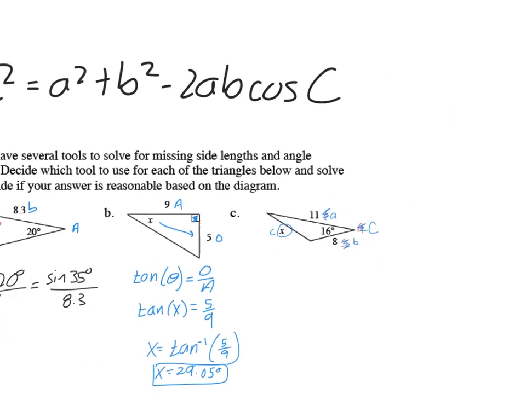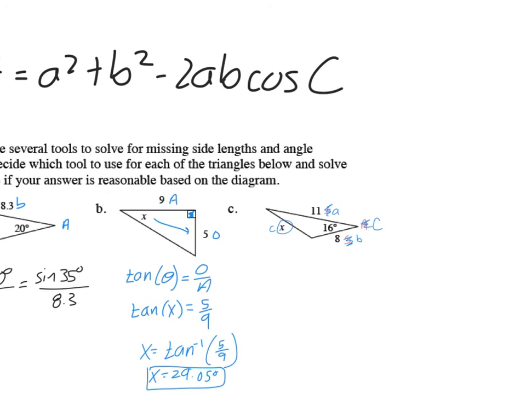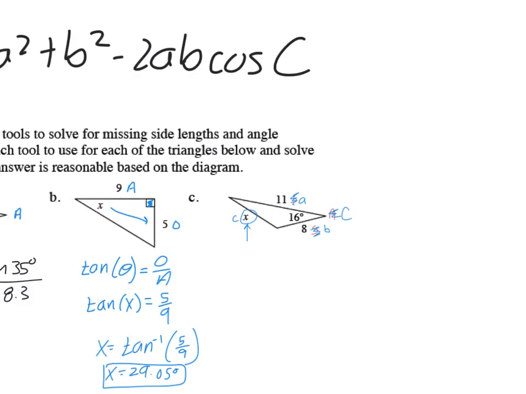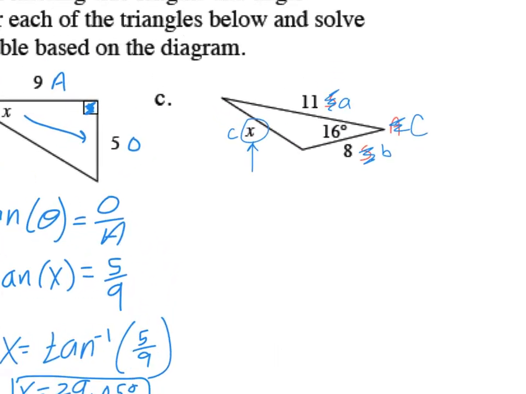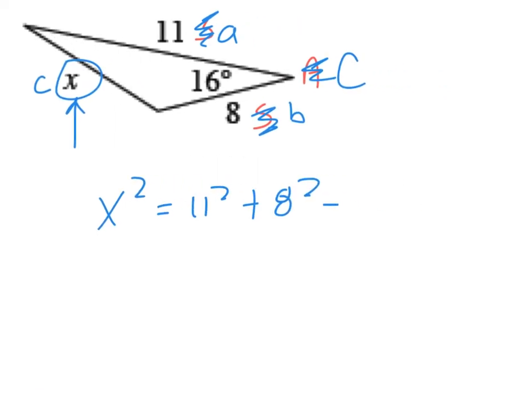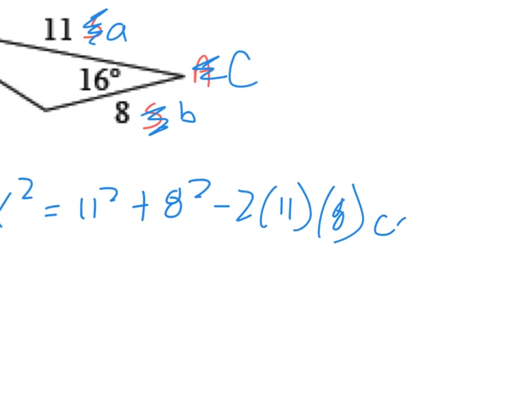Using the law of cosines up above, there it is, C squared equals A squared plus B squared minus 2AB cosine C. Essentially the side length that you're solving for, you want that to be by itself over here, and you set up the rest of the problem accordingly. So I'm going to say x squared equals 11 squared plus 8 squared minus 2 times 11 times 8 times the cosine of 16 degrees.